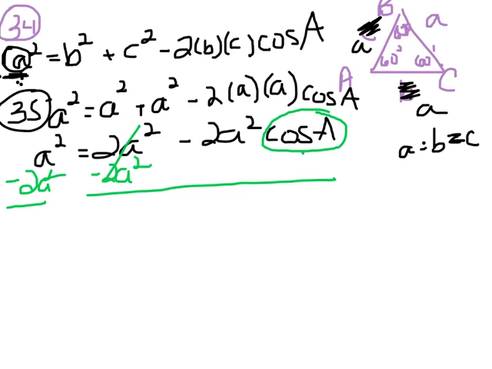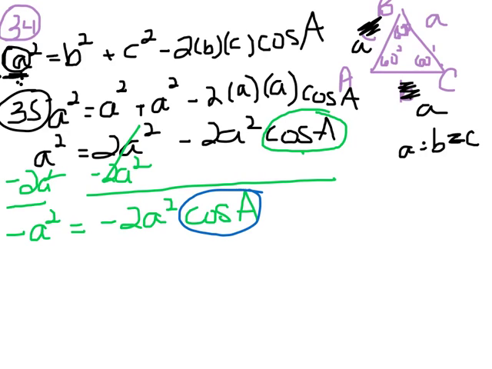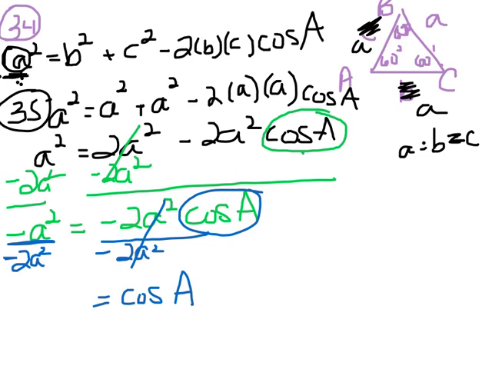It's okay. That's a good question. On the left-hand side, a squared minus 2a squared would be negative a squared, and over here I have negative 2a squared times the cosine of A. And they want me to get the cosine of A by itself. I'm going to divide by negative 2a squared. Okay, so those cancel out, and I get cosine of A is 1/2, right?